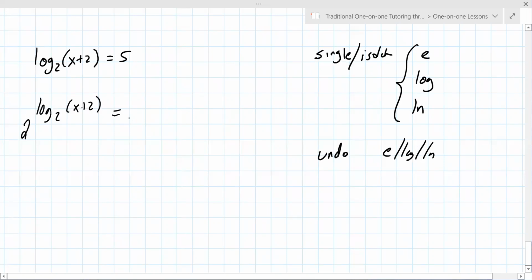This is very formal, the way I'm doing it. You don't have to do this. You can say, oh, when I undo it, I get just x plus 2, but you've got to remember it's 2 to the 5th. It's not 5. Because notice if you wrote 5, you'd get a number that seems like it works, but it's not 5. It's 2 to the 5th, which is 32.